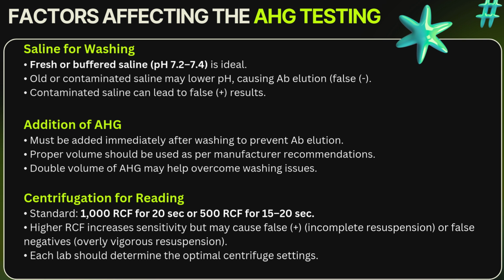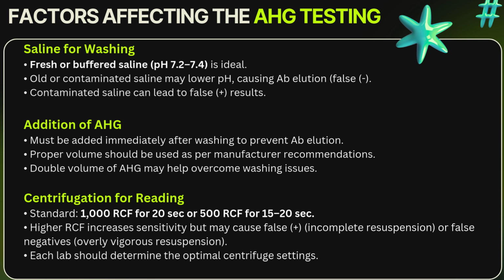So let's check key points regarding factors affecting AHG testing on this slide, guys. So saline for washing. It's crucial to use fresh or buffered saline with pH between 7.2 and 7.4. Using old or contaminated saline can lower the pH, so it tends to become acidic, which may cause antibody elution and lead to false negative results. On the other side, contamination could also lead to false positives. So always ensure your saline is fresh and properly buffered.